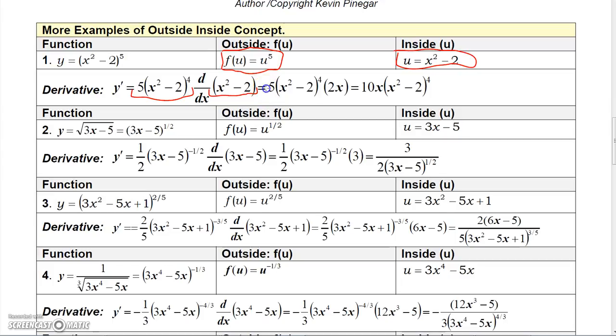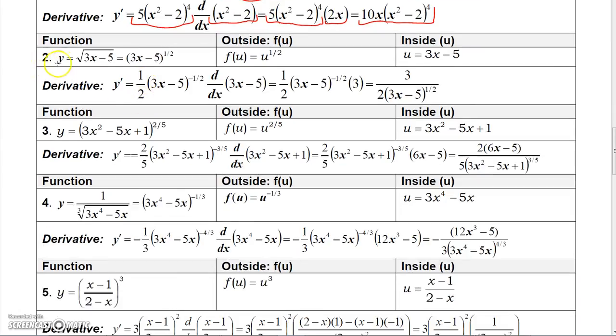So putting it all together, I have 5 times x squared minus 2 to the 4th times the derivative of the inside, which is 2x. And then I can multiply 5 and 2x together and get 10x. And so I have 10x times x squared minus 2 to the 4th.